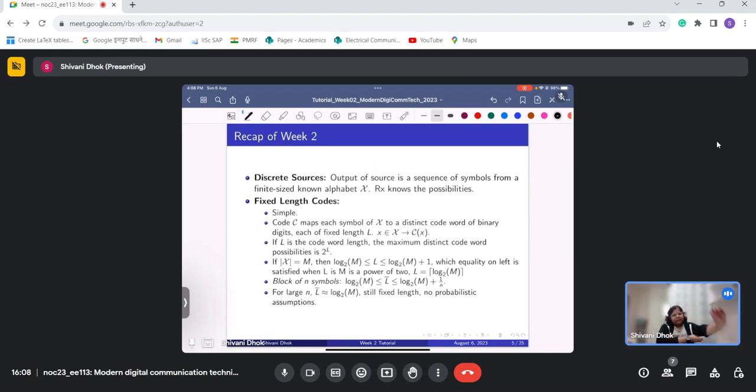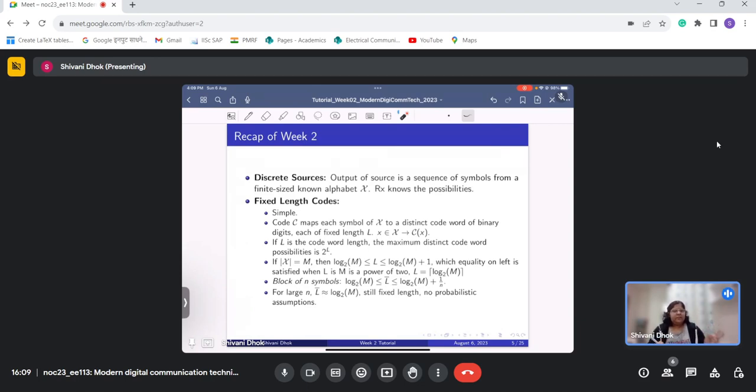With the start of source coding, the first topic that was touched was discrete sources. This discrete source outputs a sequence of symbols from a finite size known alphabet. What do we mean by an alphabet? An alphabet is a finite collection of symbols, which are not in a binary form. If I'm speaking, it might be my voice levels, time discretized and quantized values, which I need to then convert into a binary string or some kind of code.